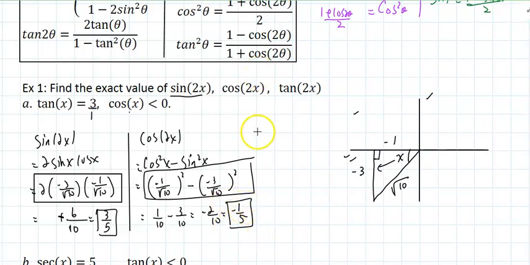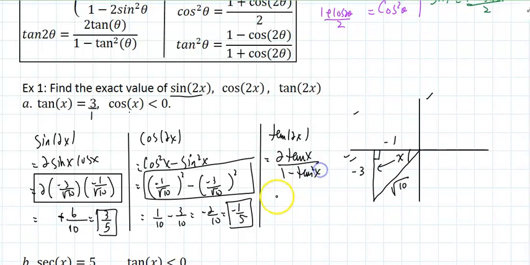There it is. And if you want to find the tangent of 2x, that is twice the tangent of x divided by 1 minus the tangent squared of x. I provide that on your test. Tangent is the opposite over the adjacent, so it's 3 over 1. On a test, that's sufficient.